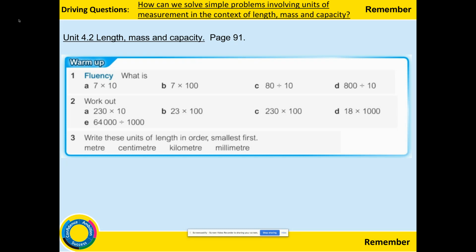Okay, term 5, lesson 3. It's unit 4.2 on length, mass and capacity. Remember task for you to practice multiplying and dividing by 10, 100 and 1,000. Remember to press pause on the video and then press play when you're ready to go through the answers.